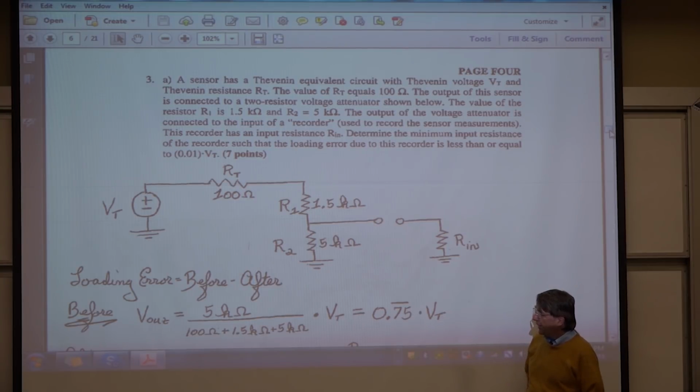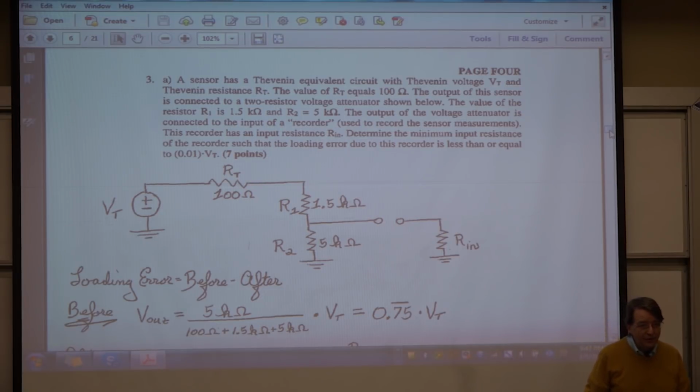Okay, so that's V out before. Now, what happens after? Come on, tell me. What are you going to do after we connect the two together? Help me out. Perfect. We're going to have an REQ because we're going to have two resistors in parallel. Thank you.